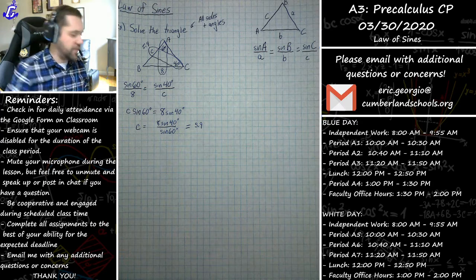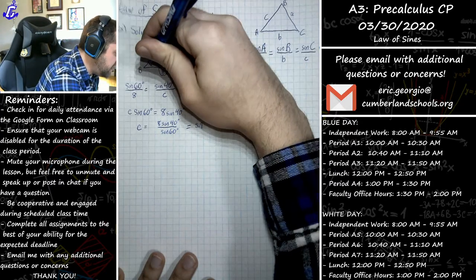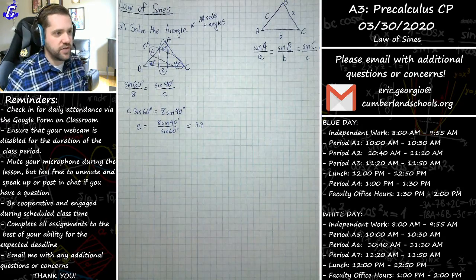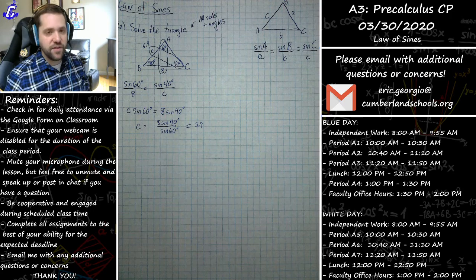Bam, B is 80 degrees. We have our 60 and 40 makes 100. This has to be 80 because that totals 180. And now I can just do the same thing where I set up that sine relationship.